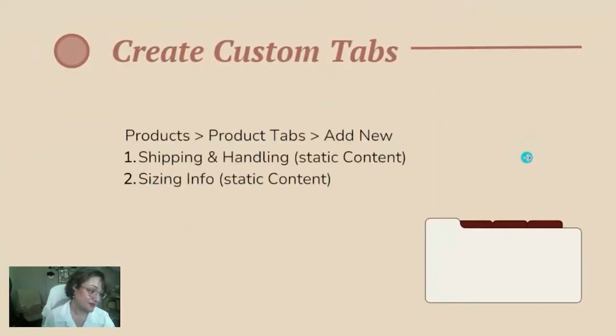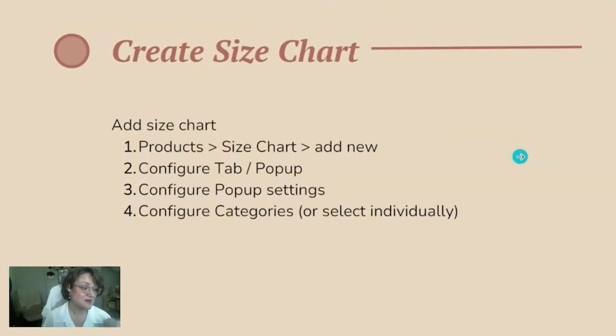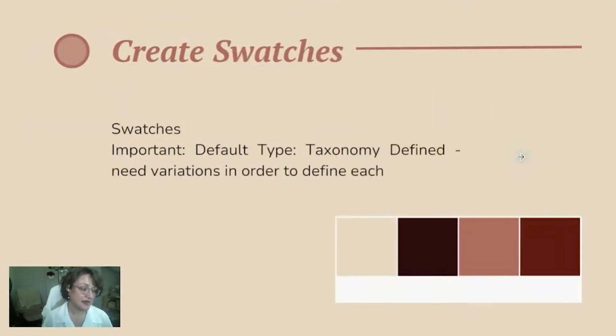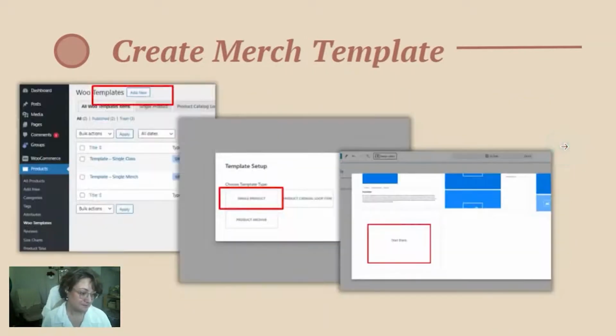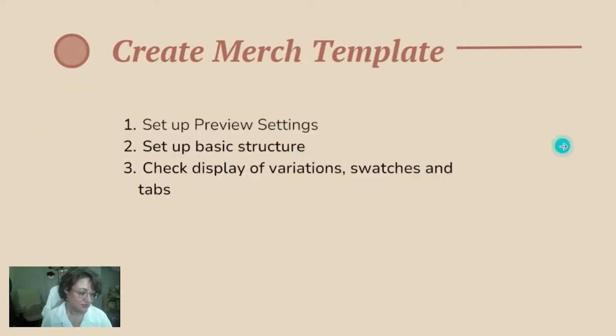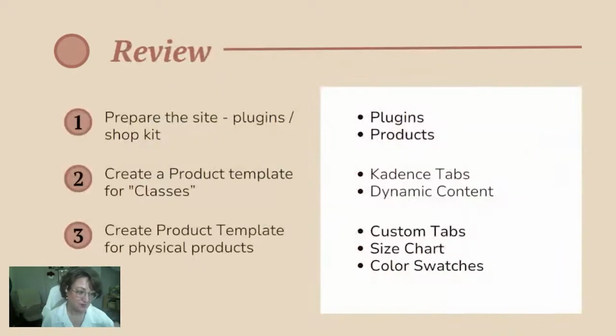And that concludes what I was going to talk about today. We added the custom tabs, we added the size chart, we added color swatches, we made it pretty close to this one. The merch template, we started with something already there and then just removed the stuff.